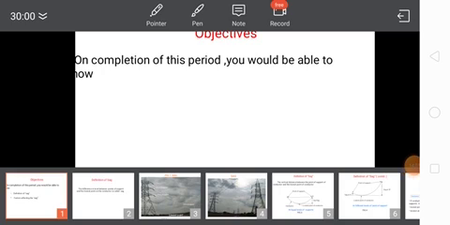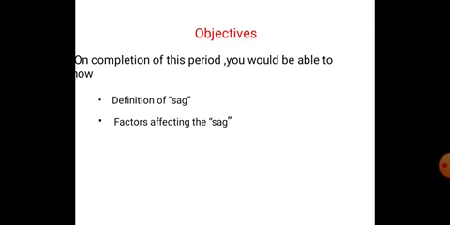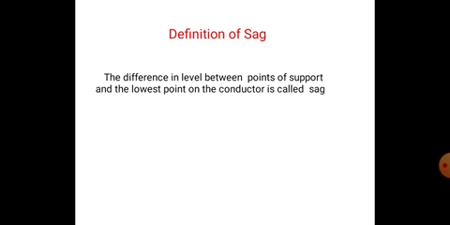In this class we are discussing the definition of sag and the factors affecting the sag. What is sag? The difference in levels between points of support and the lowest point on the conductor is called sag.